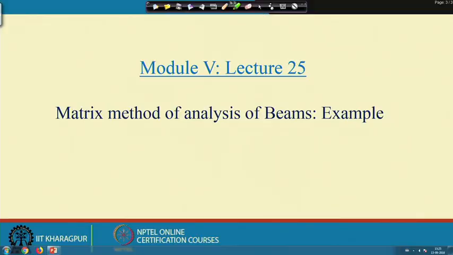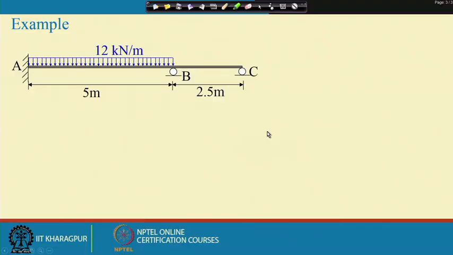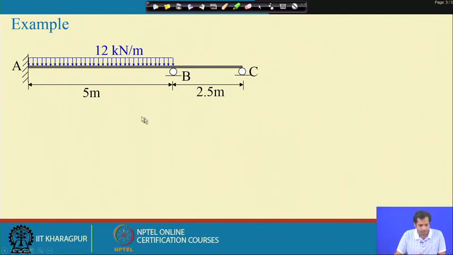Everyone, this is the last class of this week. What we have been doing is demonstrating the various steps involved in the matrix method of structural analysis of beam through one example, and the example that we have presently in our hand is this one.